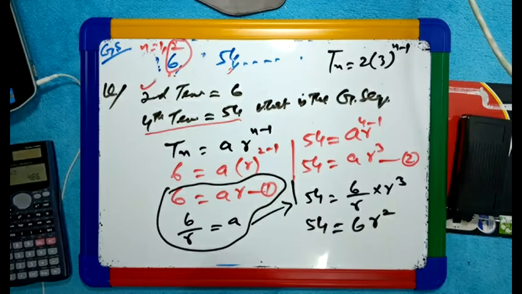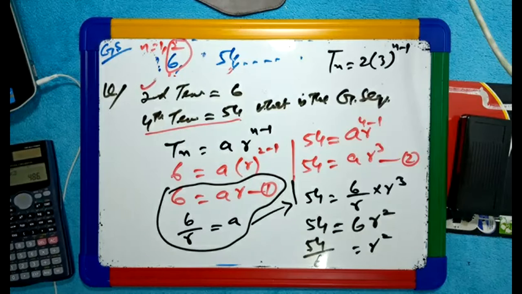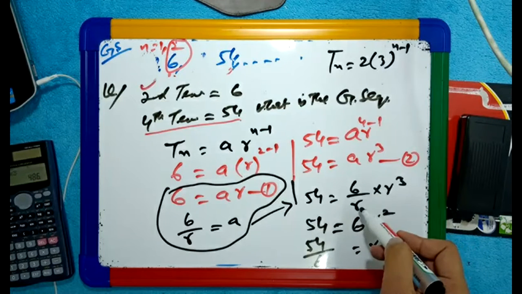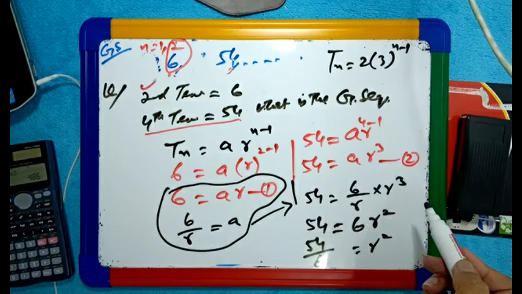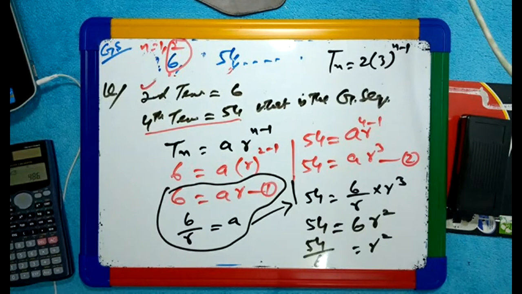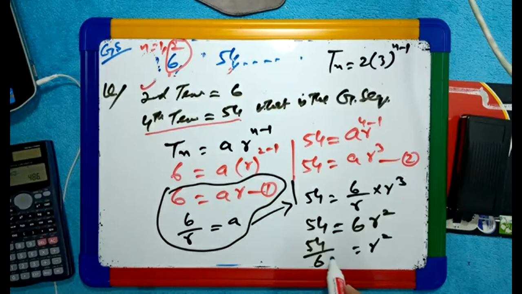And then what do we do? 54, can you tell me 54 divided by 6 is what? 9. Wait, why did you do 6R squared? R cube cancels with R, so R square is remaining. Okay, got it. Now 54 equals 6R squared. What is R? R squared equal to 9, so R equal to 3.